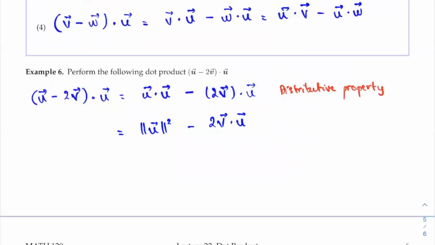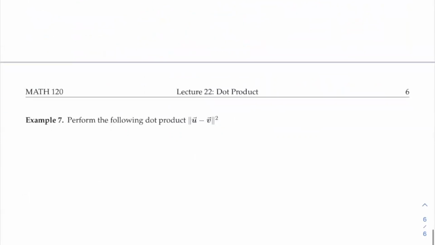This is a good type of question to have in the homework or in the test, because they could give you one expression and ask you to show what the expression is equal to. So this is a good one to practice the different properties of the dot product. All right, now let's move on to another calculation.